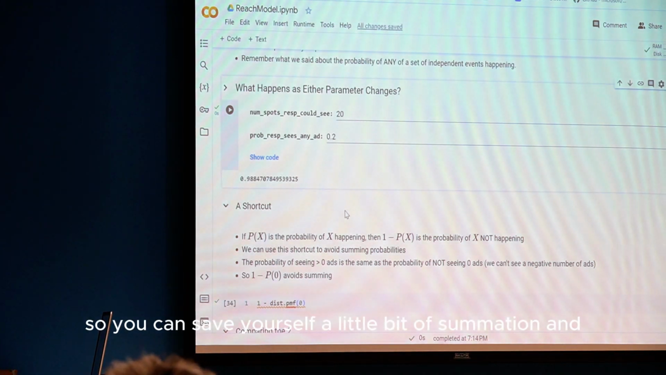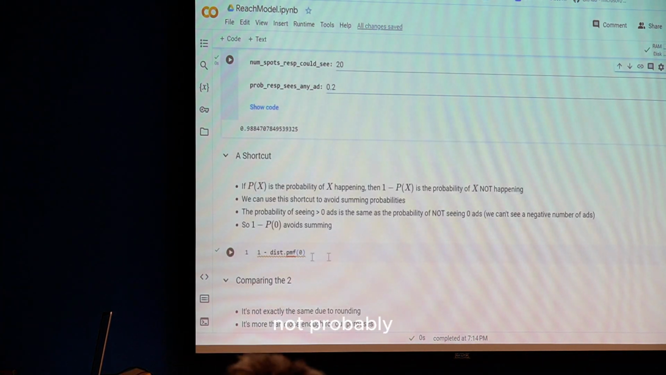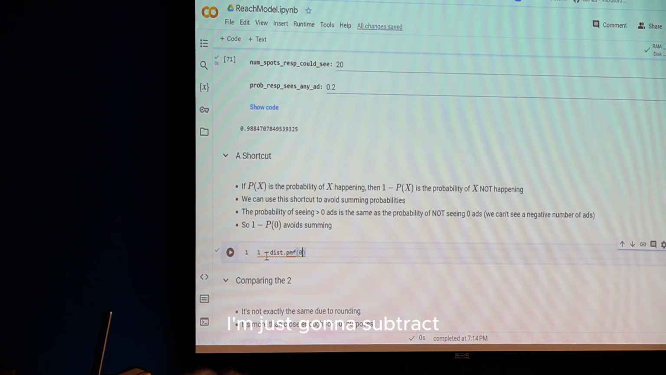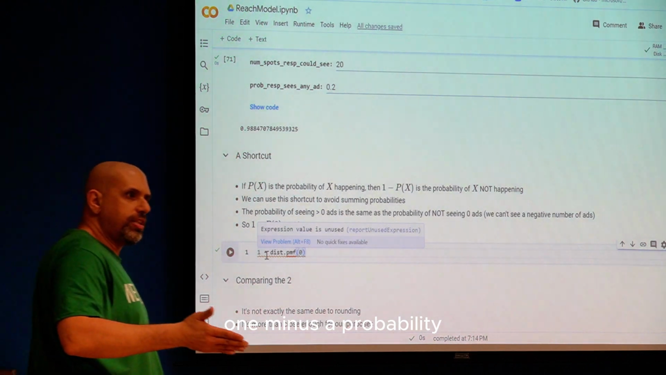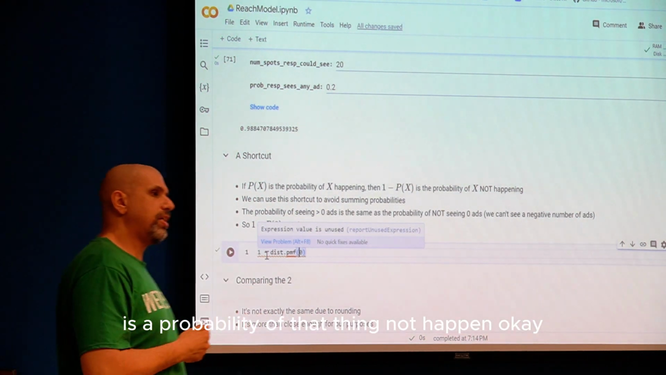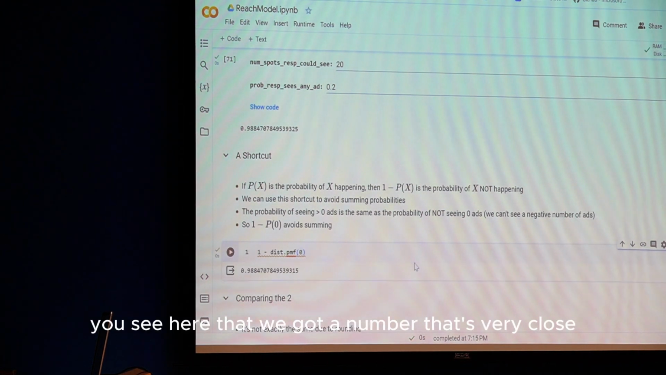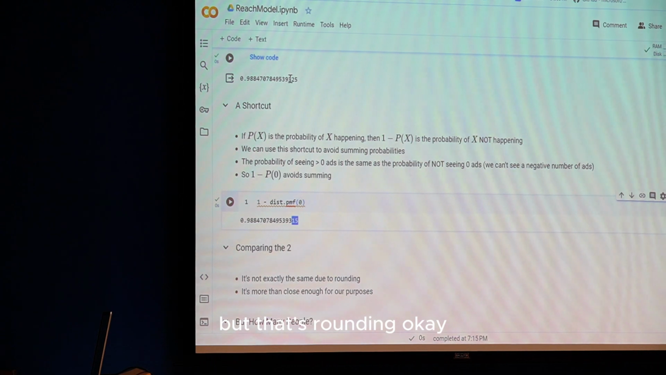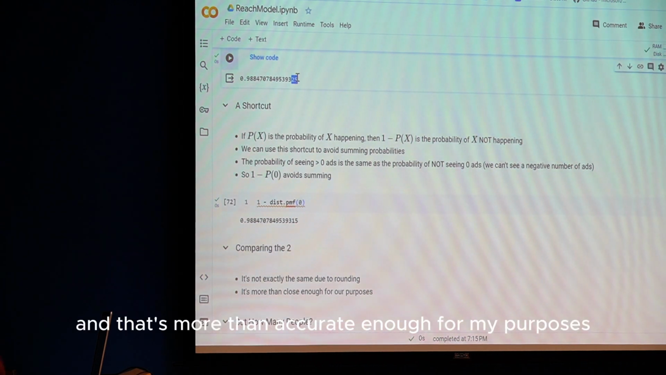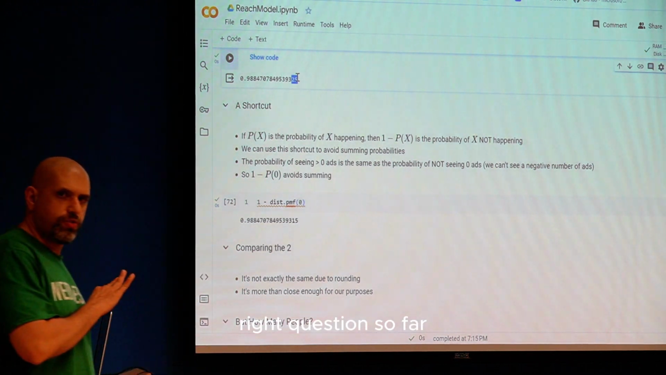So you could save yourself a little bit of summation and speed things up, just by saying, you know what? I'm just going to subtract the probability of just 0 ads from 1. Because remember, 1 minus the probability is the probability of that thing not happening. And if we do that, we see here that we get a number that's very close. It's a little bit off here, but that's rounding. And that's more than accurate enough for my purposes. Questions so far?